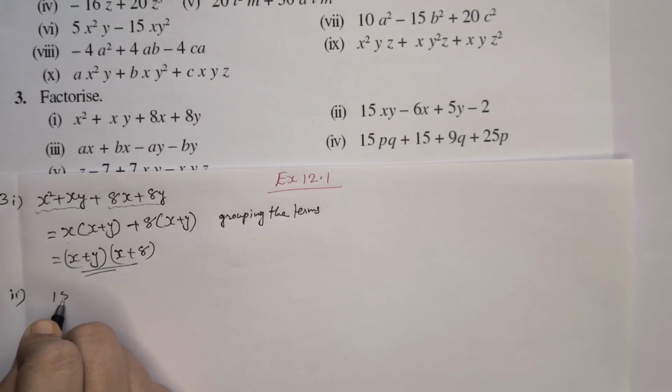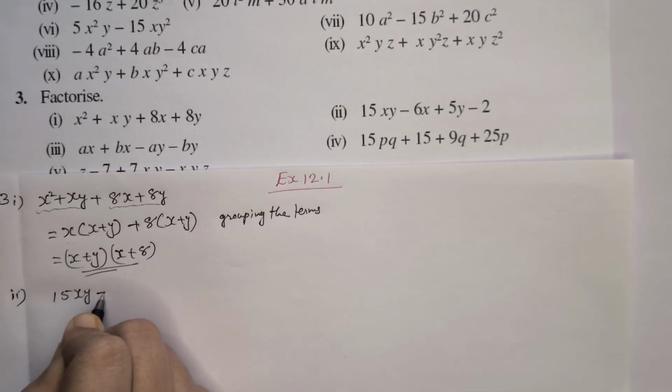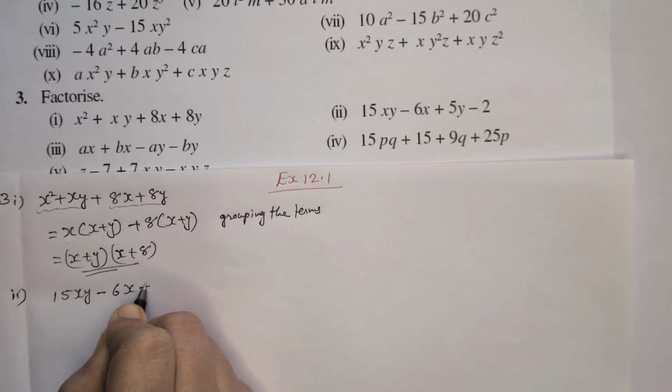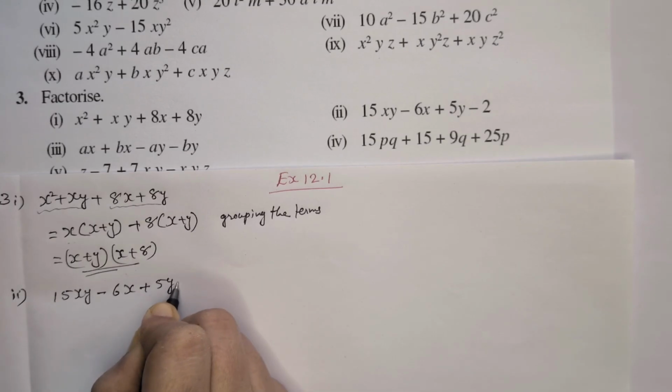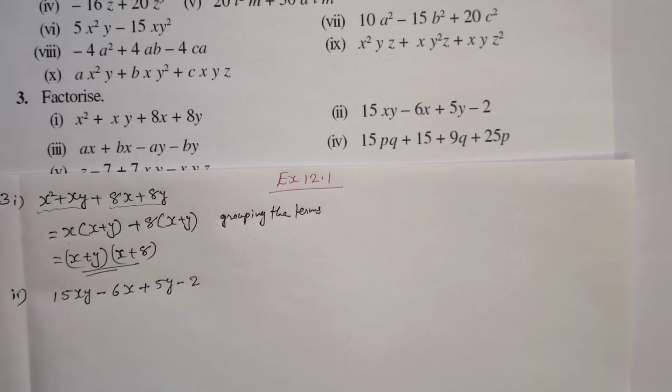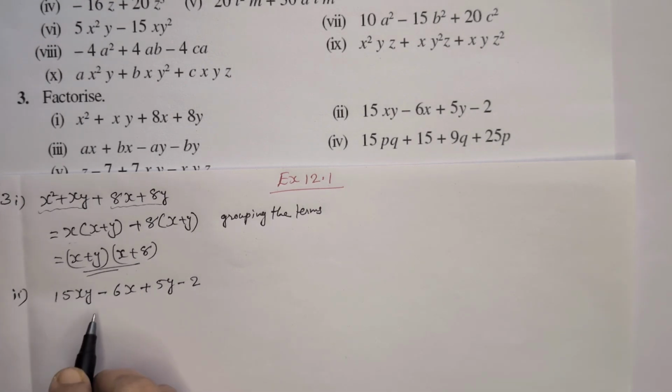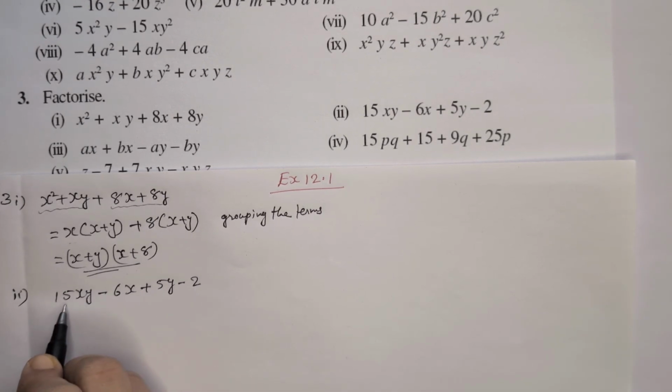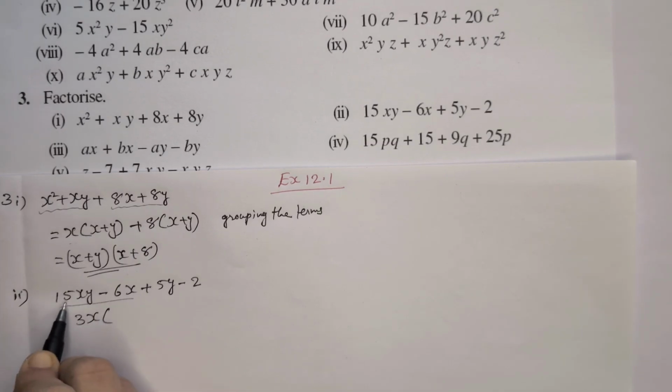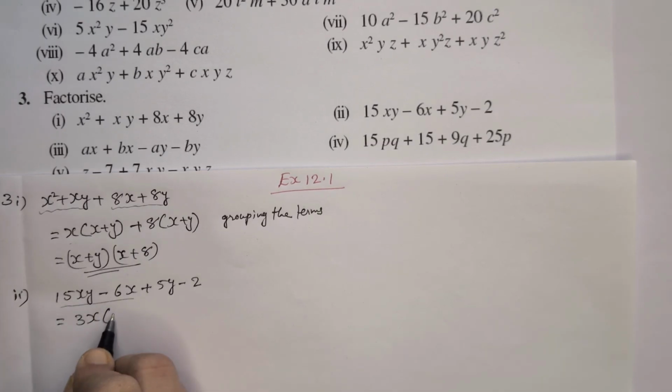Next one, 15xy minus 6x plus 5y minus 2. Here also first we have to group the terms. 15xy and 6x. Here we can take 3x as common in this group, which is equal to 3x into, here the remaining is 5y minus 2.